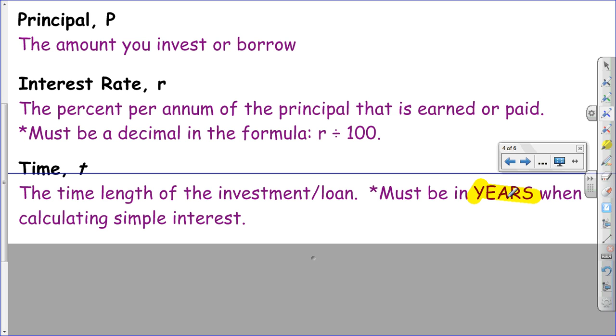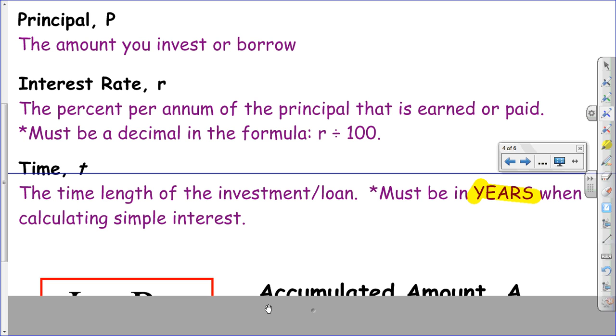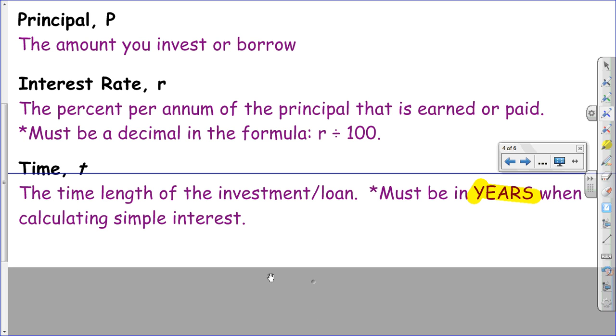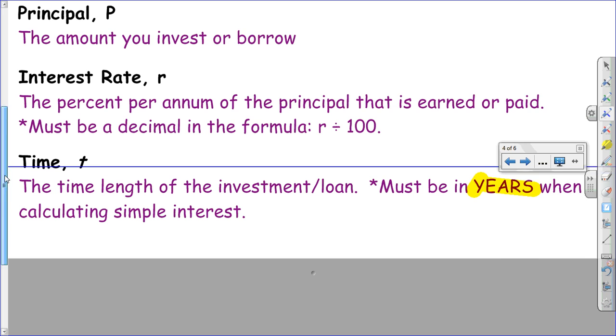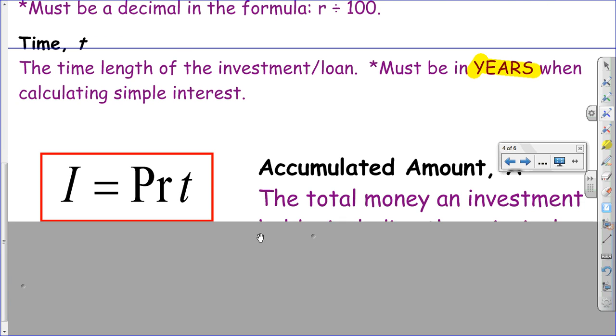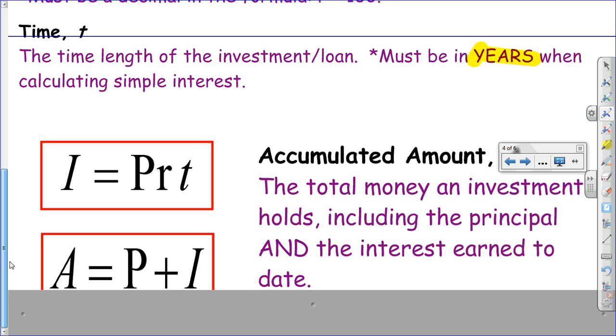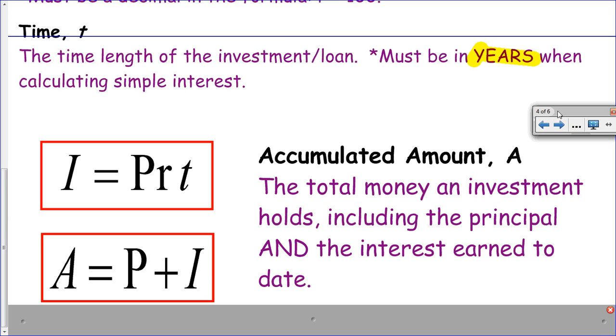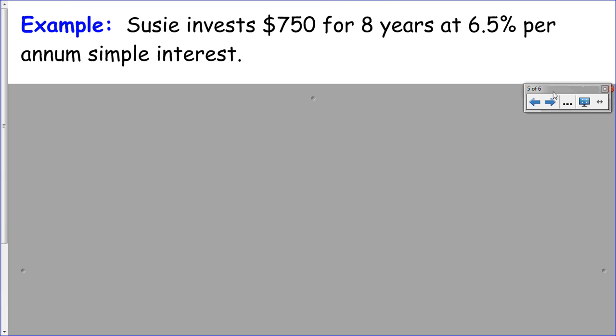So the time must be in years. So if they give you the time in something other than years, then you need to convert it to years in order to use the I equals PRT formula. Okay, now once you've calculated your interest, you can calculate your accumulated amount by simply adding the interest that you've calculated to the original amount that you invested, your principal. So that's what this is. A is your accumulated amount, and it's going to be your principal added with the interest that you calculated using I equals PRT.